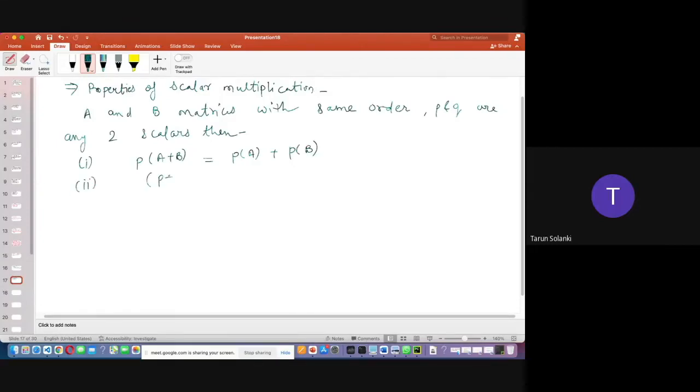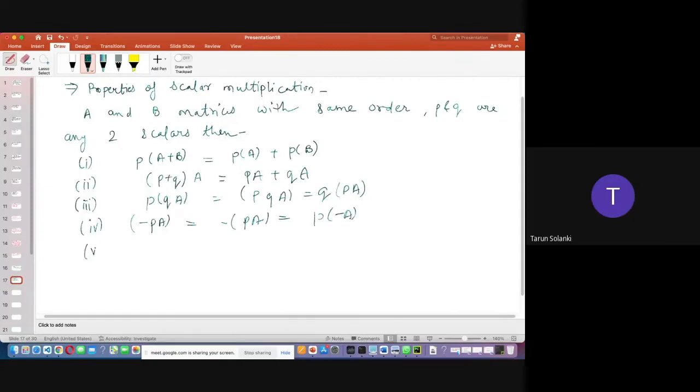Second, P plus Q of A is PA plus QA. Third is P of QA, so it will be PQA or QPA. Next property, minus of PA, it can be minus PA or P of minus A. Next property, transpose of KA is K transpose A. Okay, so these are the properties. Can have a note for this.